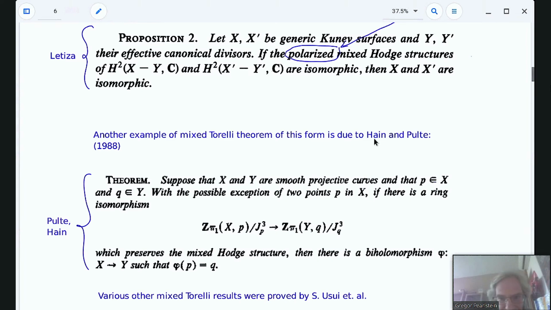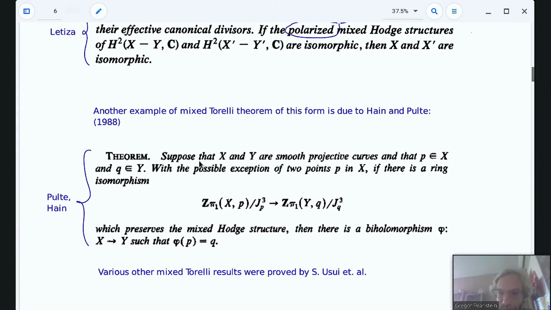But maybe one of Hain's ideas was that this mixed Hodge structure in the fundamental group is a bit finer, so there is a nice pointed Torelli theorem that says that X and Y are smooth projective curves, and P is a point in X and Q is a point in Y, then with the possible exception of 2 points on X, whenever you have a ring homomorphism which preserves these mixed Hodge structures, then there's a homomorphism of these things as pointed curves. And Sui and others use more examples of this kind, but I think I've given a rough overview.